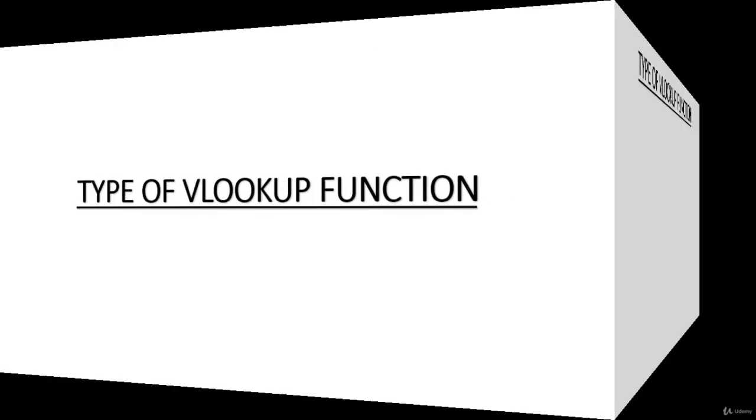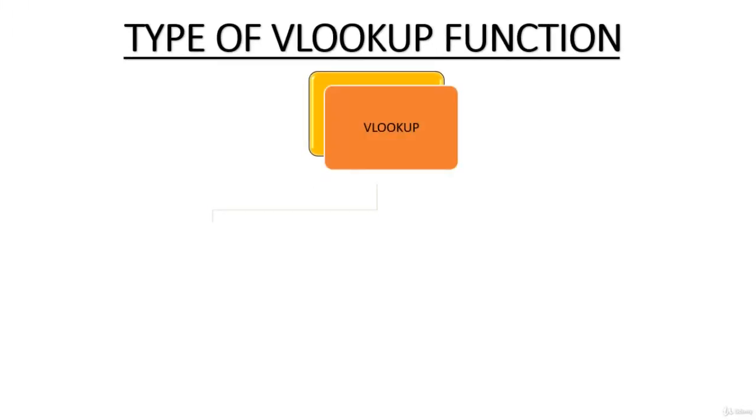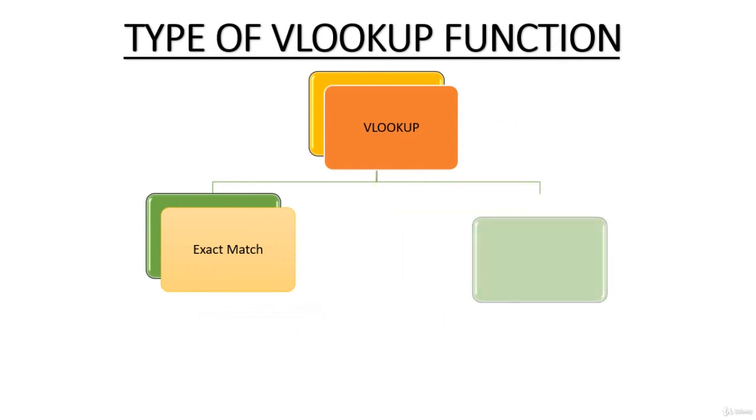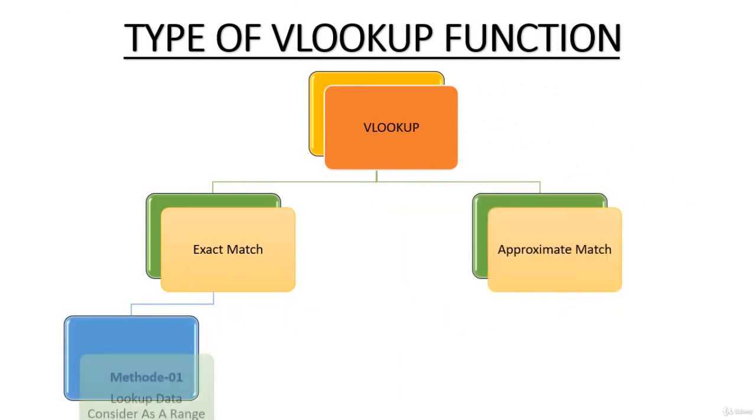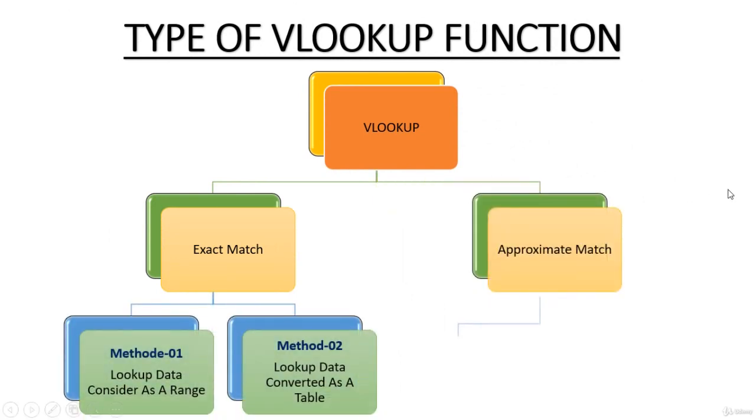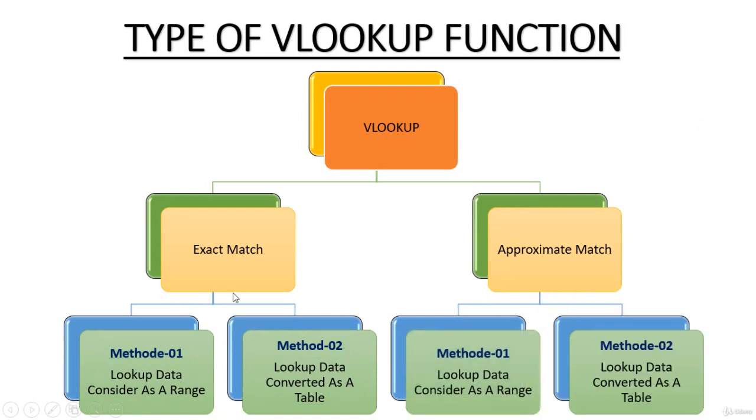Now we are going to look at the types of VLOOKUP function. The VLOOKUP function is divided into two categories based on the lookup range. The first one is exact match, the other one is approximate match. For exact match, we can retrieve the data in two methods. The first method is lookup data considered as a range. The second method is lookup data converted as a table. Then we will retrieve the data.